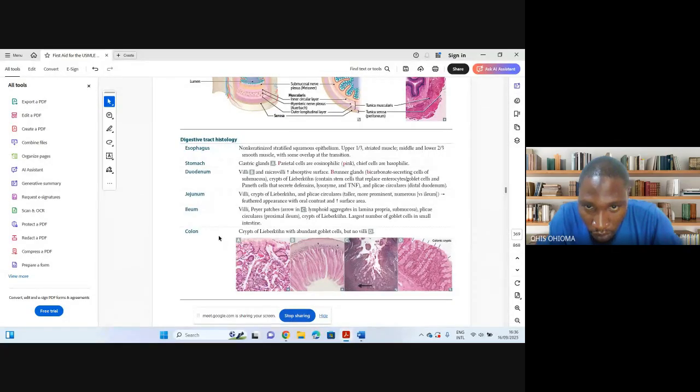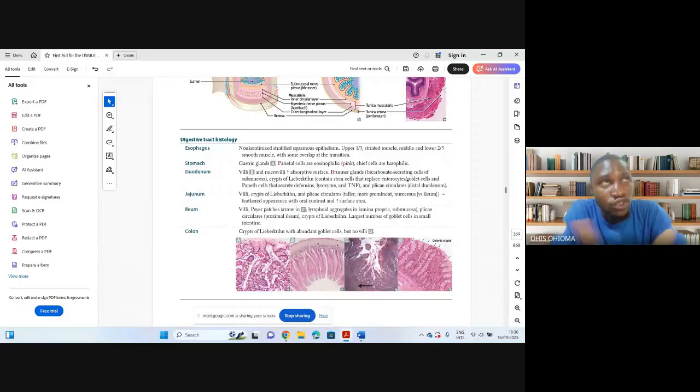And so I'm just going to show you how the parietal cells look. These are the parietal cells that line this region here. The ones you're seeing here are the parietal cells. And so these cells are eosinophilic. They are pink in nature, and they are responsible for forming the acidic part of the stomach.